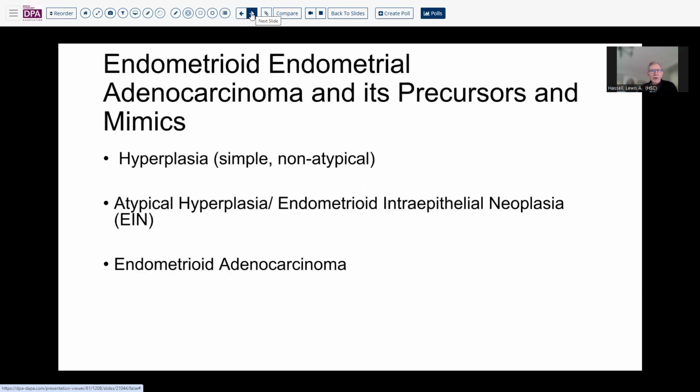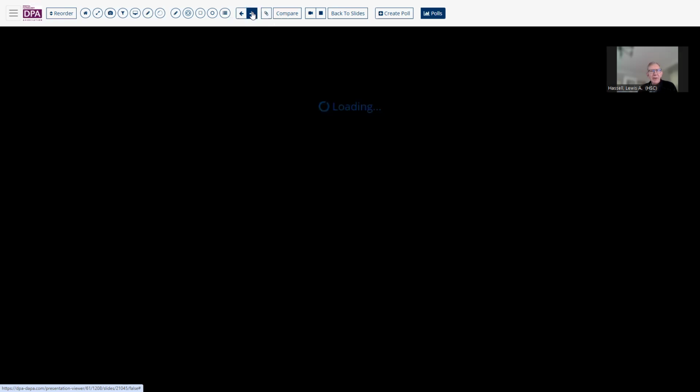And there always will be some differences of opinion between what is hyperplasia and what is carcinoma, what is atypical hyperplasia and what is not atypical hyperplasia. But in general, the wise sages of our field have tried to develop fairly simple criteria that can be easily applied and help in making that distinction.